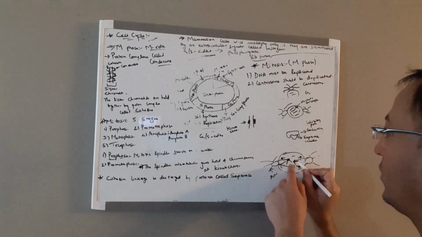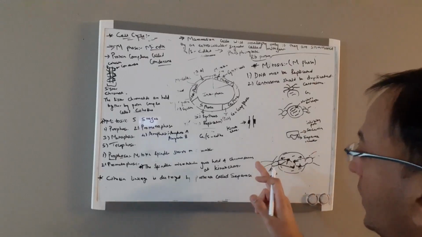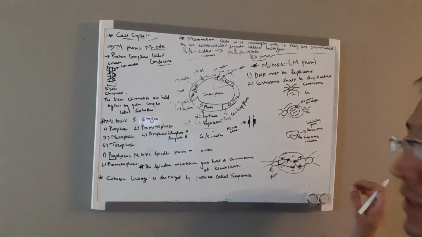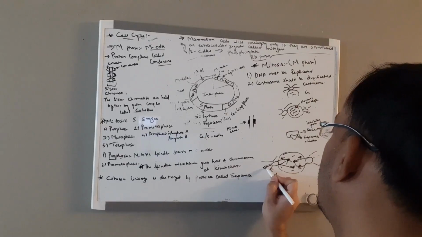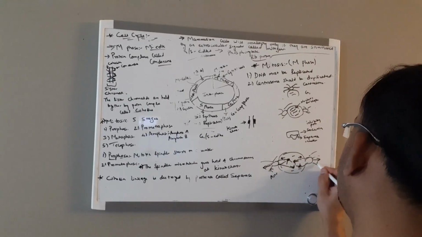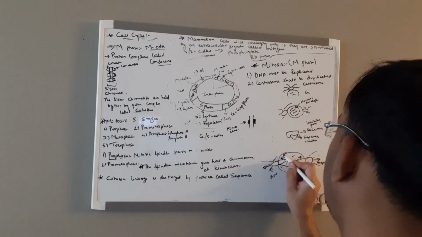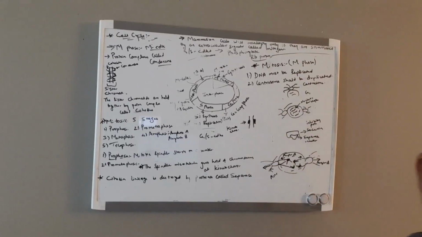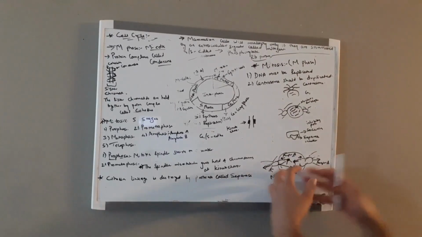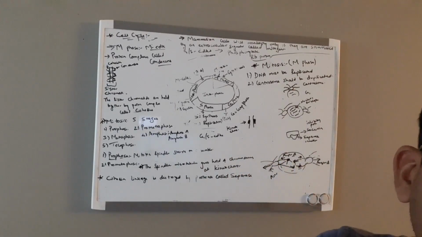This becomes shorter and it will try to pull. And in anaphase B, the spindle poles themselves move apart. So this goes on this side and this on this side in anaphase B, and this is in anaphase A, right? Separating the two chromosomes.